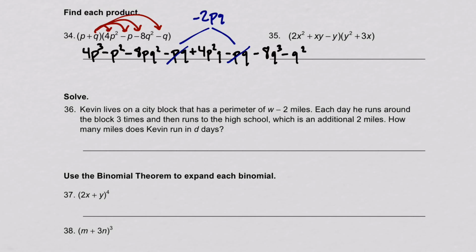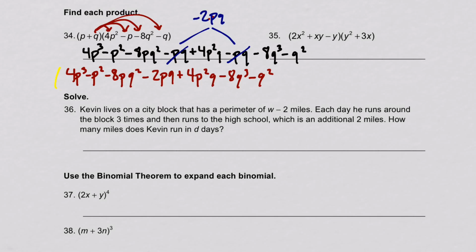Okay, so my final solution will be, let's write it in red, 4p cubed minus p squared minus 8pq squared minus 2pq, that's the one from here, plus 4p squared q minus 8q cubed minus q squared. And that's your final answer.